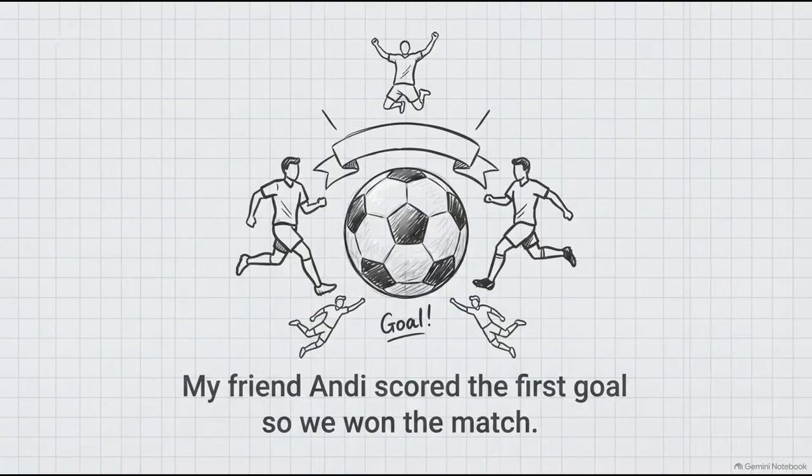Take a look at this sentence straight from the text. My friend Andy scored the first goal, so we won the match 2-1. Words like scored and won, those are action verbs. They aren't passive at all. They literally drive the excitement of the narrative forward. When our writer says they pulled the rope with all our strength in the tug of war, you can actually feel the effort, right? That's because the action verbs are doing the heavy lifting.